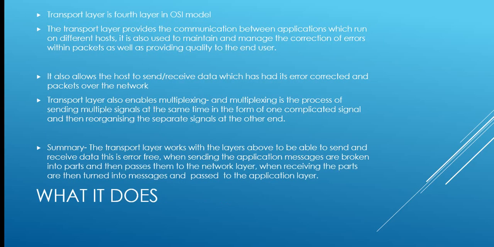So let's go back to the start. The transport layer is the fourth layer in the OSI model. It provides the communication between applications which run on different hosts. It is also used to maintain and manage the correction of errors within packets. It also allows the host to send and receive data which has had its error corrected and packets over the network. The transport layer allows multiplexing, which is when multiple signals make up one signal when they've been sent, and then when they're at the receiving end, they disperse into the original multiple signals and go to the original destinations.